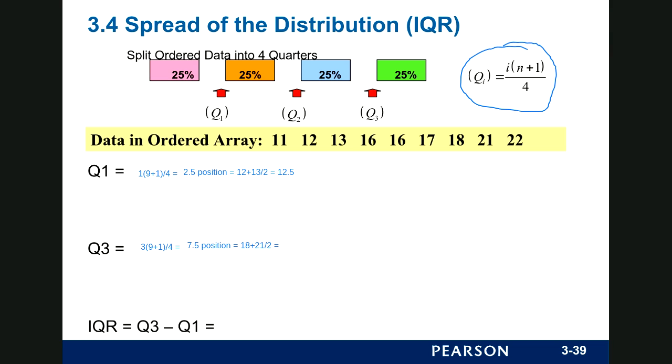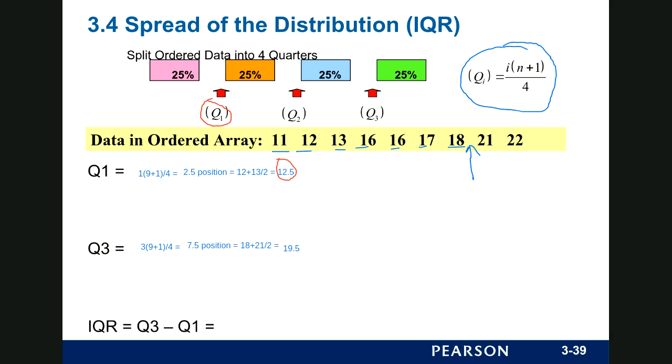Let's count this together. 7.5 position, this is the first, second, third, fourth, fifth, sixth, seventh. So 7.5 should be right here. So that means 18 plus 21 divided by 2. That's 19.5. Okay. So now what is this telling me? This is telling me that with a quartile, if quartile 1 is equal to 12.5, so that's this.